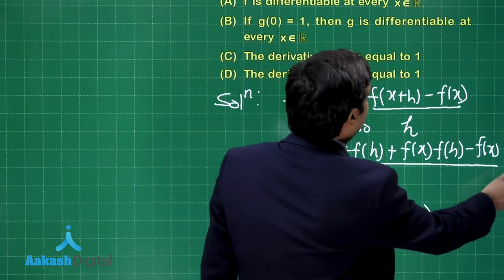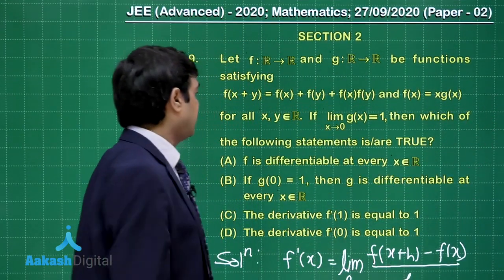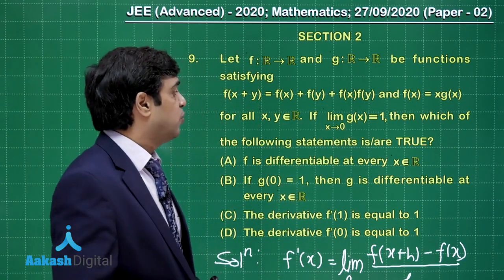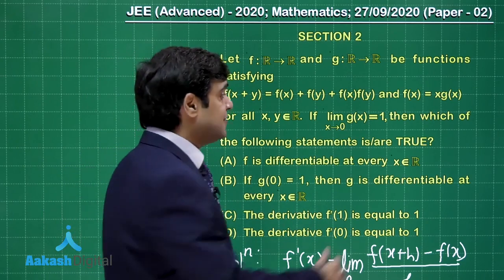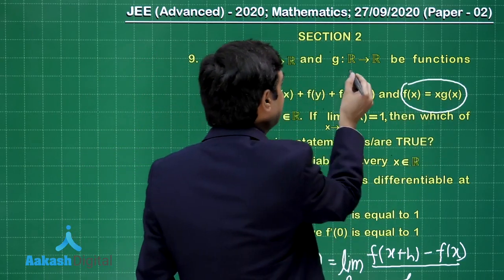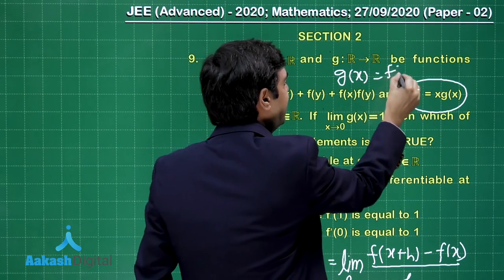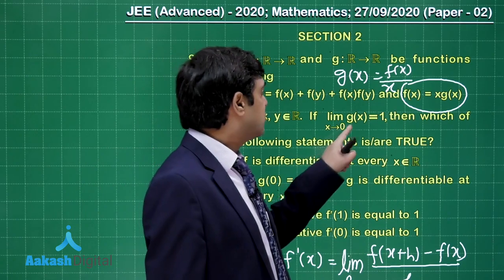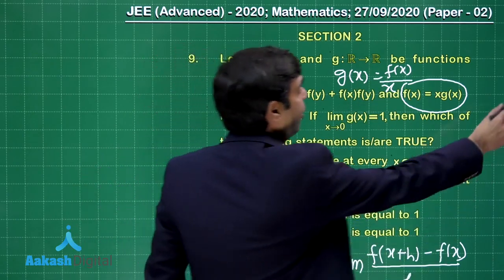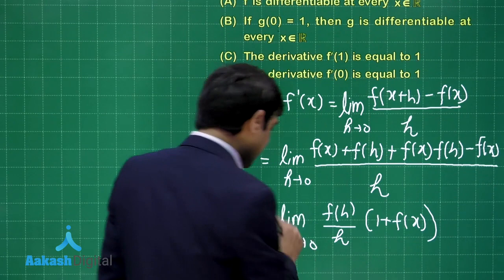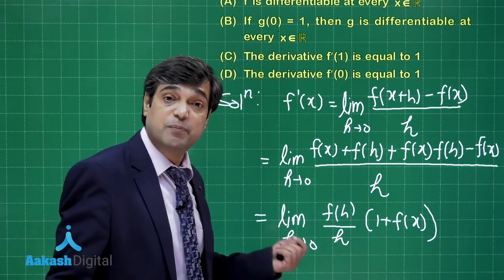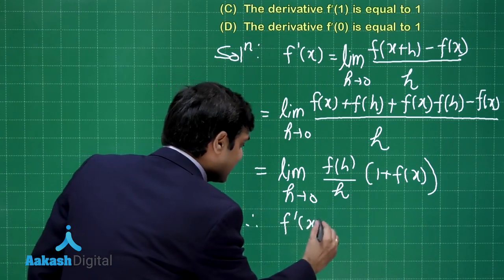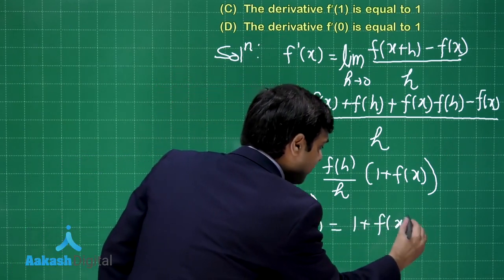Now look at the given question again, if something can be obtained from there. Limit x approaching to 0, gx is given to me 1. And what is gx? Gx is obtained from here as fx upon x, meaning limit x approaching to 0, fx upon x is 1. Alright. Limit h approaching to 0, fh upon h, that is simply 1. So yes, we obtain finally, therefore f dash x is equal to 1 plus fx.